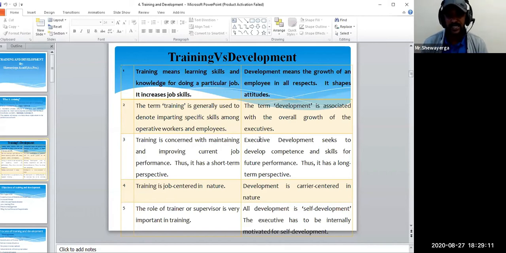I will ask you next class. Training and development, this is major. So to conclude, training is the act of increasing specific knowledge and skills to do a specific job. Development is an act of increasing overall aspects.